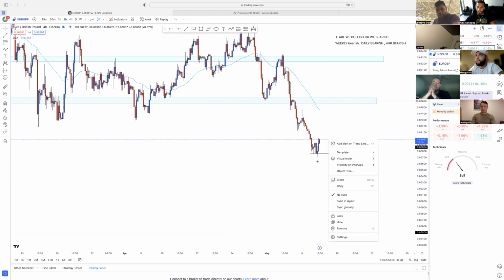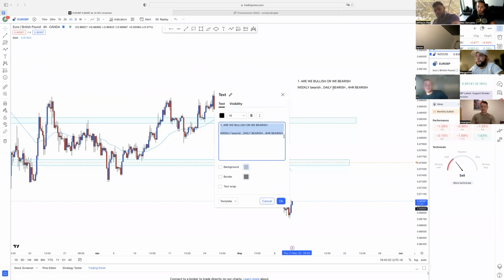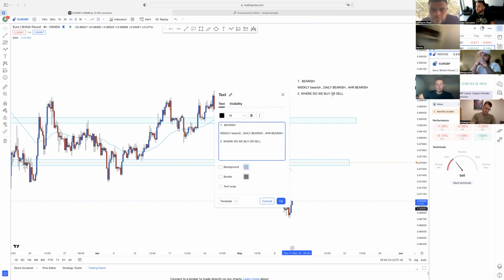That's because we have the majority of the time frames in sync. So the most logical thing would be obviously to sell, because we are bearish, right? So are we bullish or bearish? So we understand that we are clearly bearish. So now confluence number 2 that would come in is, where do we buy or sell? Clearly, in this equation, we are only looking to sell because we are bearish.